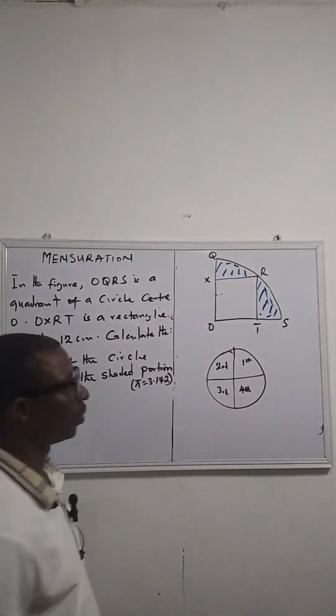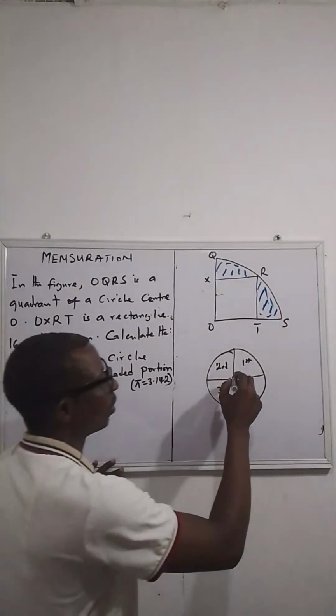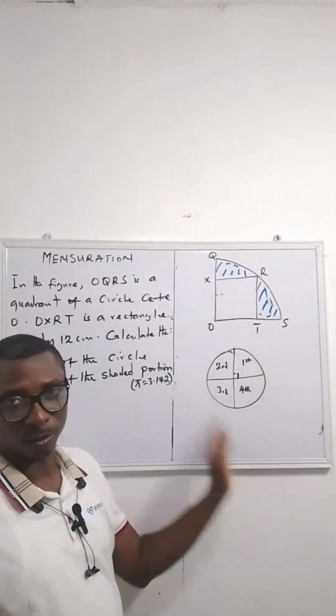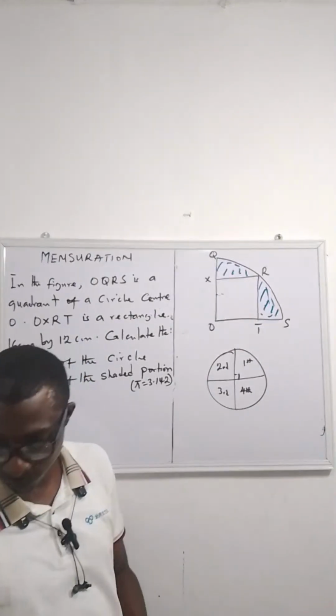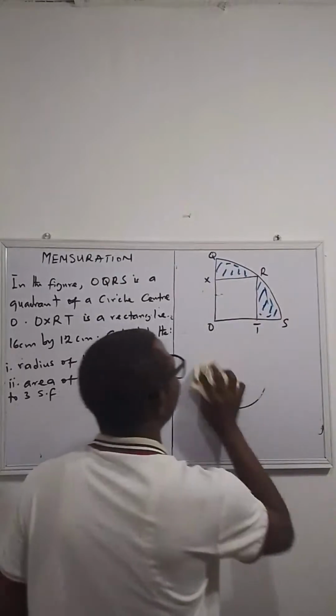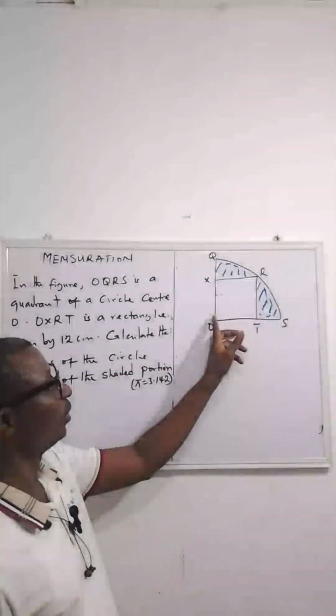Okay. So a quadrant is from 0 to 90. So the angle in a quadrant is 90 degrees. It's 1/4 of the whole circle. A quadrant is 1/4 of the whole circle. All right. So if you know that, that means that you already know the angle we have here.